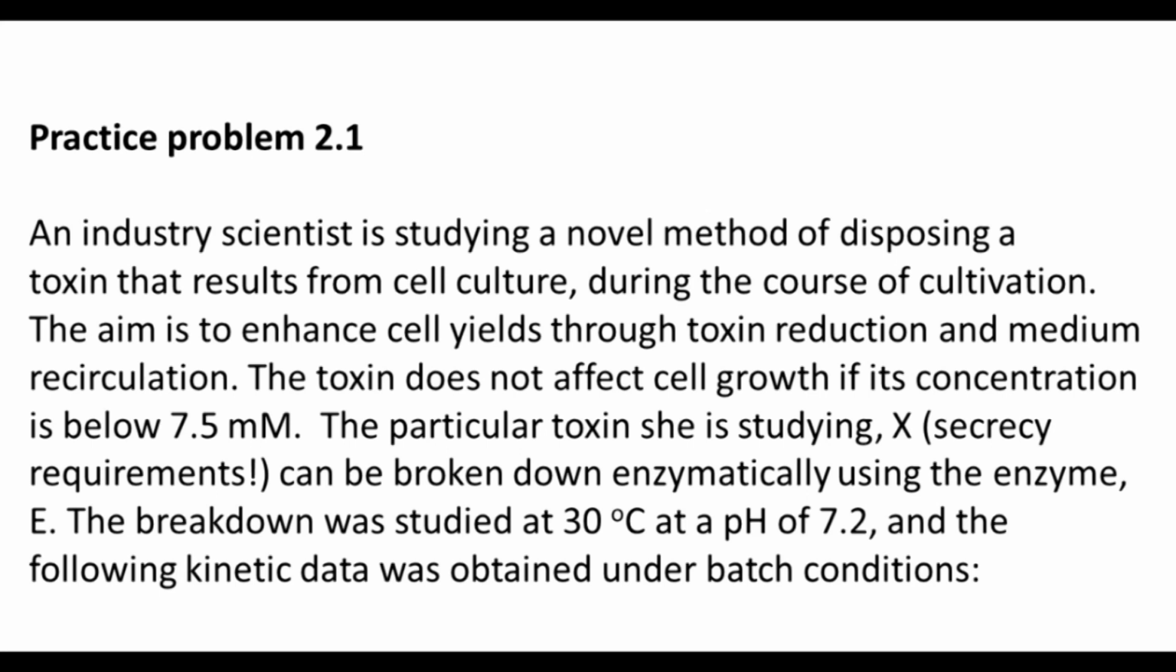Now we'll use some of those concepts to solve this closed-ended problem. Please try it out, and in the next lecture I will show you how to solve this. The question reads as follows. An industry scientist is studying a novel method of disposing a toxin that results from cell culture during the course of cultivation. The aim is to enhance cell yields through toxin reduction and medium recirculation. The toxin does not affect cell growth if its concentration is below 7.5 millimolar. The particular toxin she is studying, X, has a lot of secrecy requirements, and can be broken down enzymatically using the enzyme E, again secret. The breakdown was studied at 30 degrees C at a pH of 7.2, and the following data was obtained under batch conditions.